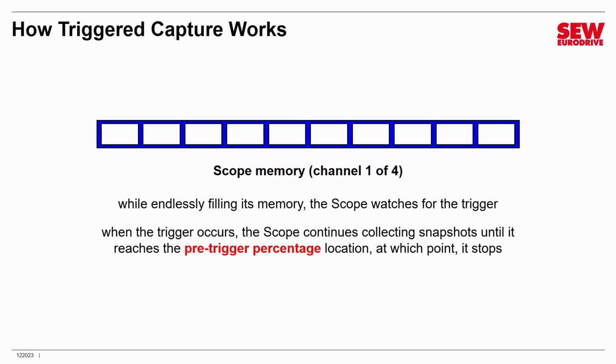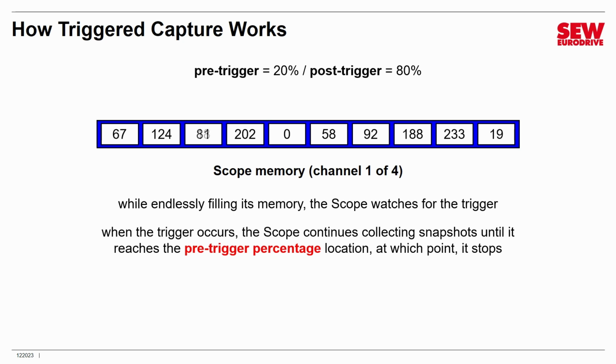Now what does that mean? Let me demonstrate. Let's say we set our pre-trigger percentage to 20%, which means our post-trigger percentage is automatically 80%. That means that the scope's memory, when we're all done, will contain 20% data before the trigger and 80% after. The scope is collecting data. It's just going round and round and round, waiting for the trigger. And then all of a sudden, boom, the trigger happened right there where the red arrow is.